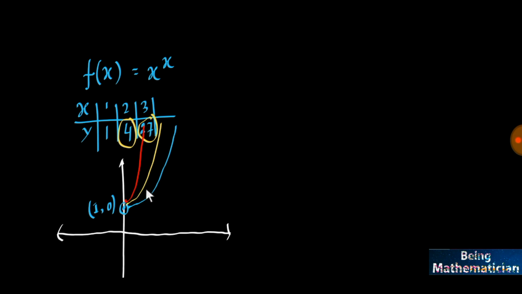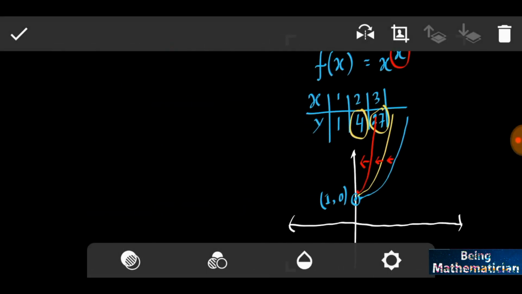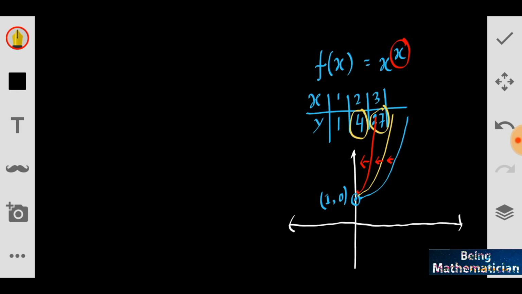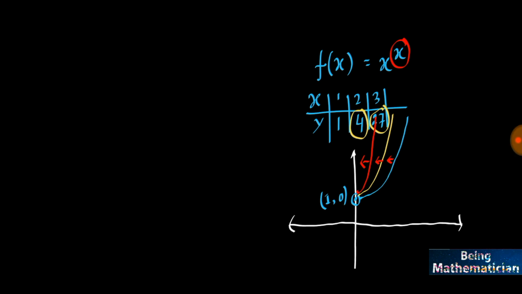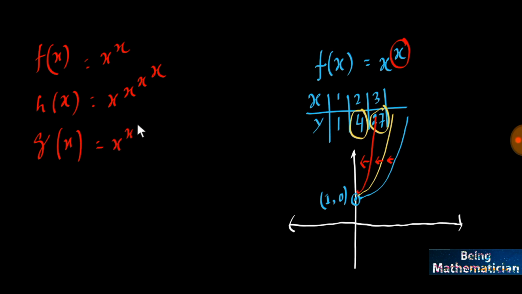It is nearer to y-axis now. So we observe that this curve should move to y-axis when exponent of this function will increase. So here f(x) is x to the power x, h(x) is x to the power x to the power x to the power x, and g(x) is x to the power x to the power x. So as the exponent of x is increased gradually, the curve should move to y-axis gradually.